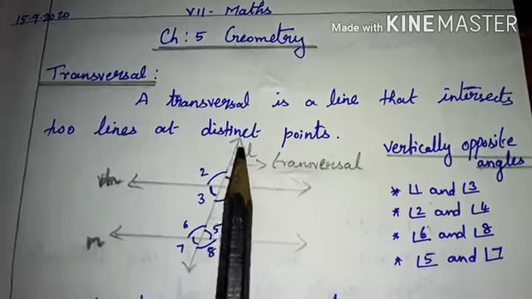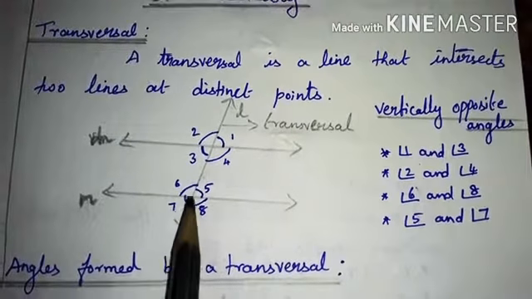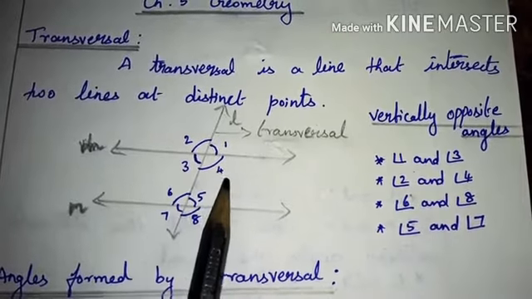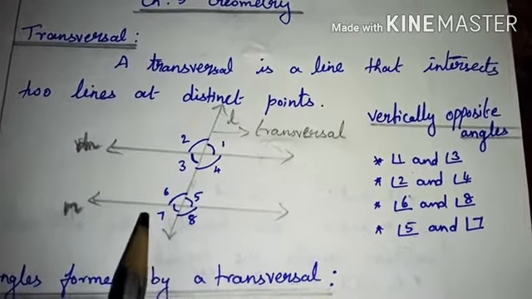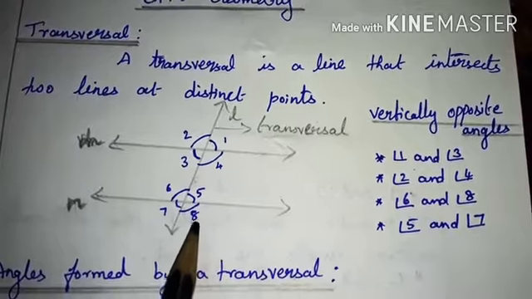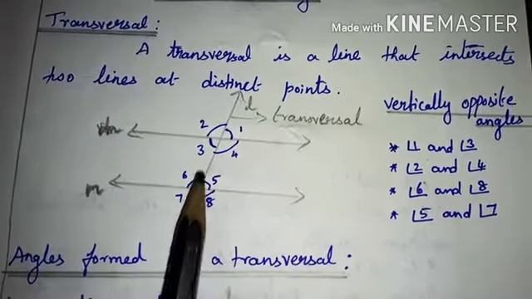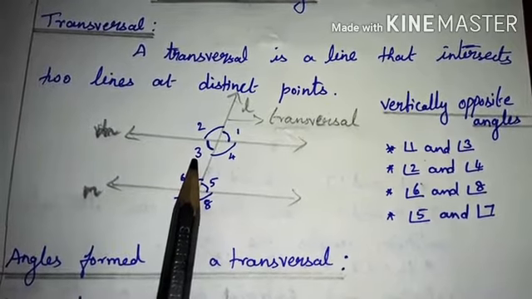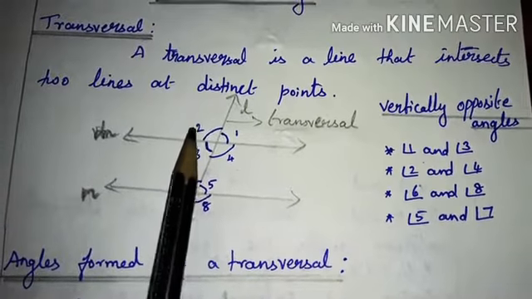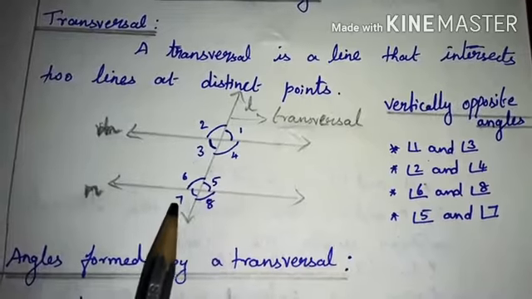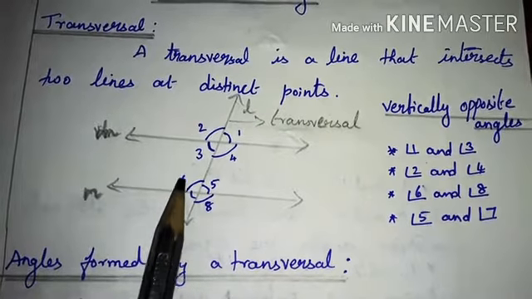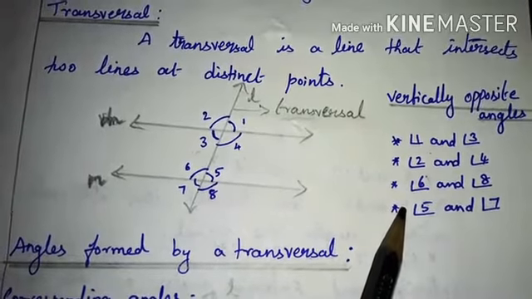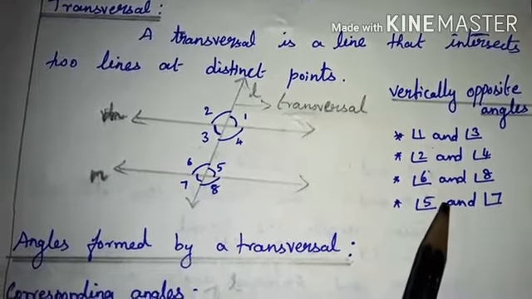When the two lines are cut by the transversal, we will get 8 angles. Angle 1, angle 2, angle 3, angle 4, angle 5, angle 6, angle 7 and angle 8. From this we can see that angle 1 and angle 3 are vertically opposite angles. In the same way, angle 2 and angle 4, angle 5 and angle 7, angle 6 and angle 8. These four pairs of angles are vertically opposite angles.